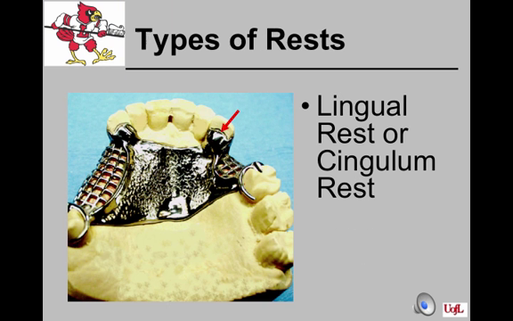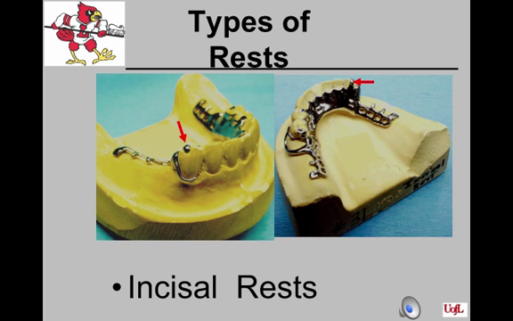Because this rest is placed on the lingual or the cingulum of the canine, it is referred to as the lingual or cingulum rest. You may also find this type of rest on the maxillary central incisor. The incisal rest is usually found on the mandibular canines. The cingulum is not well developed on the mandibular canine, and the enamel is very, very thin in the area that you would place a rest. So we resort to placing them on the incisal edge.